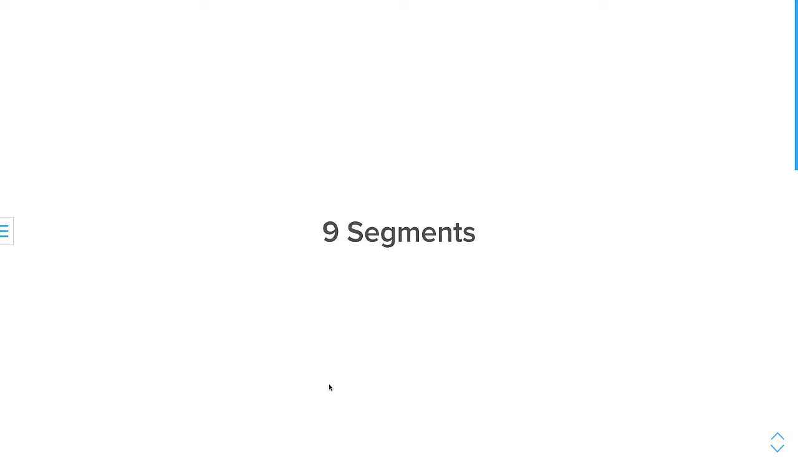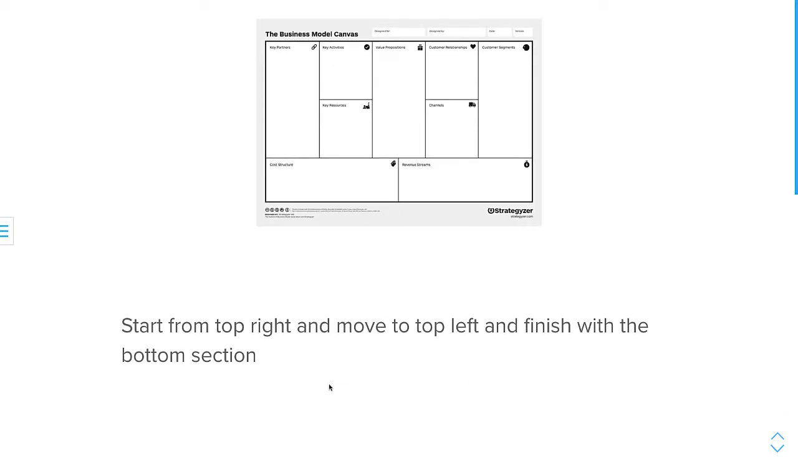So I'm just going to walk you through the 9 segments so you can answer the questions yourself from the business idea that you have in your head, or if you're working on a business, answer those questions for yourself. If you have this printed out, again, you can go on strategizer.com or just go online and search for the business model canvas PDF or printout, and you can get that printed out. If you haven't printed one out, make sure you have one in front of you because it's going to help you.